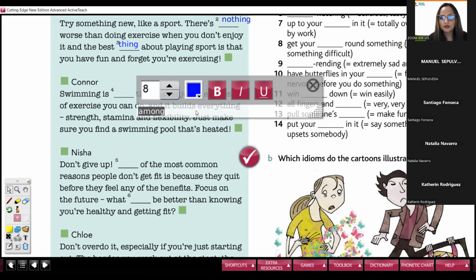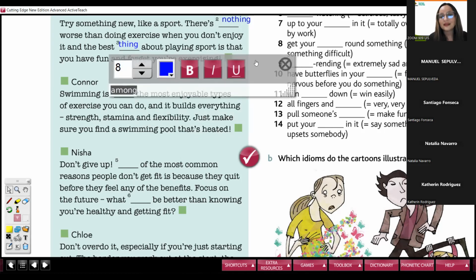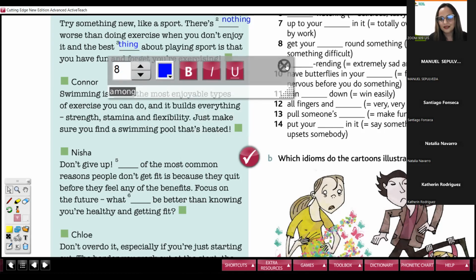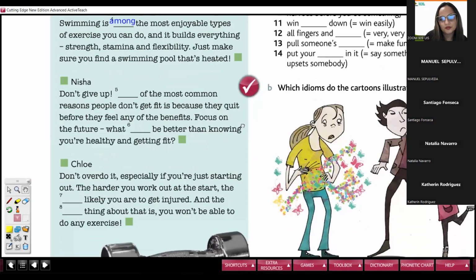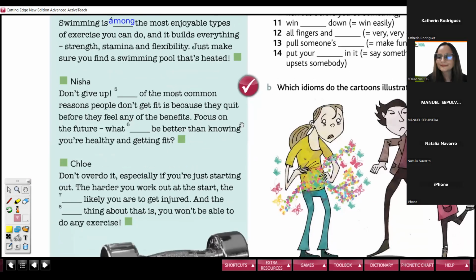Remember that I told you está dentro de esa lista, ¿sí? Es de las cosas que tal cosa, yeah? So we have a lot of enjoyable activities, but swimming is one of them. So you say swimming is among the most, or swimming is one of the most, yeah? Both are correct, but in this case, we have to be very specific because they only let us use one word, no more. Okay, thank you so much, Manuel, very good, and thank you, Natalia, for the answer. Next one, Nisha. Who can read? Thank you, Catherine.